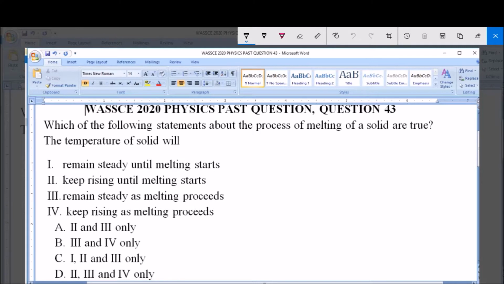And that is it. Now option A says 2 and 3 are correct. Option B says 3 and 4 only are correct. Option C says 1, 2 and 3 only are correct, and option D says 2, 3 and 4 only are correct.